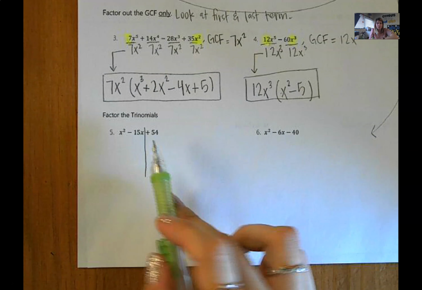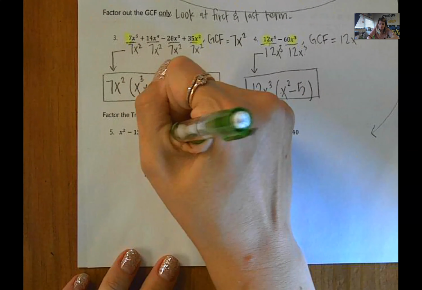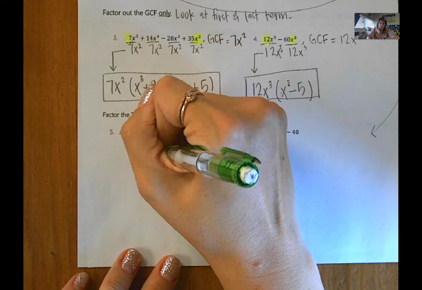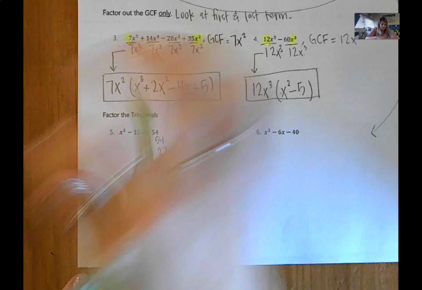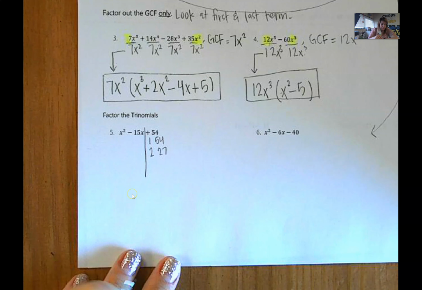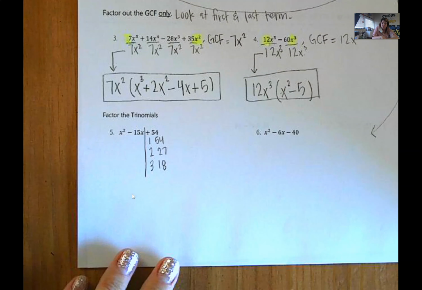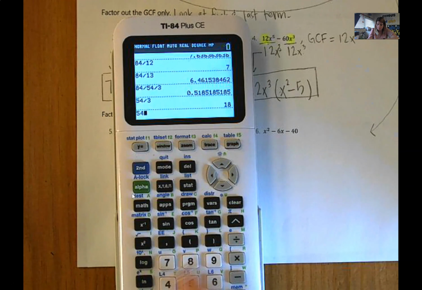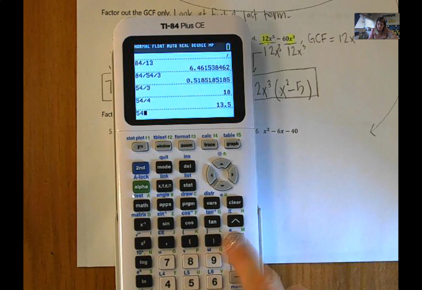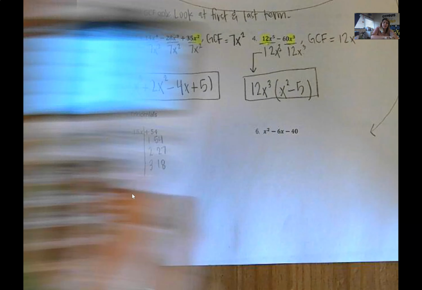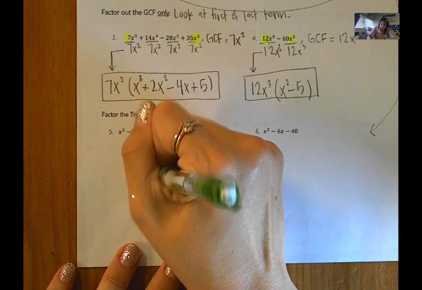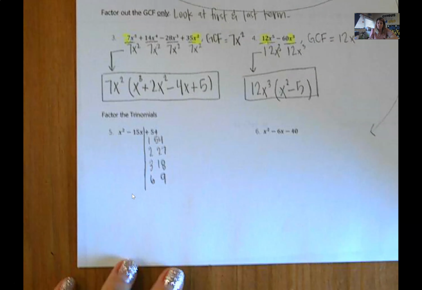So what I do is I split the second and the third term, and I list all of the factors of 54. So 1 and 54, 2 and 27, 54 divided by 3 is 18. I check 4. I check 5. I check 6. 6 and 9, and I know that that's going to be the last factor.